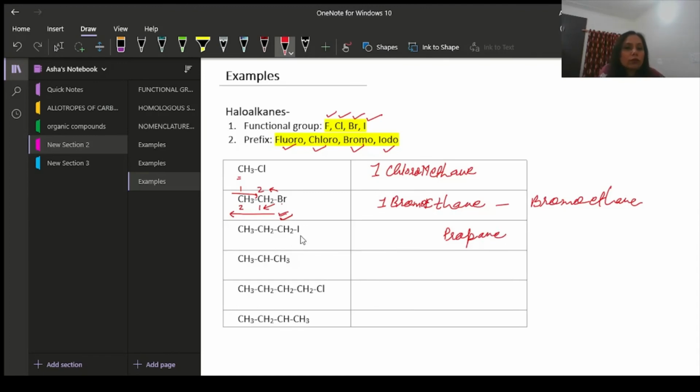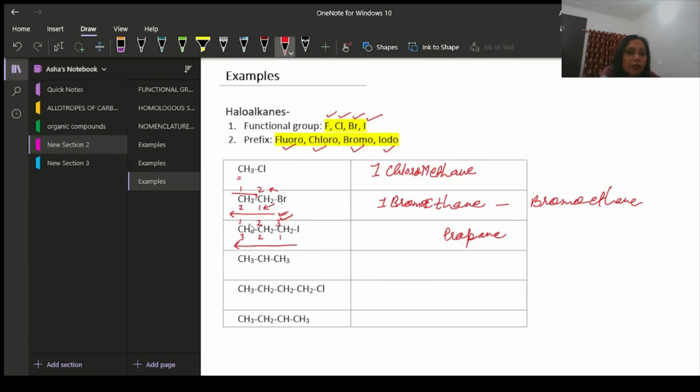Now identification of the functional group, this is I, so you will have to do backward and front counting. When you are doing backward counting, this is the first carbon, this is the second carbon, this is the third carbon. Now when you are doing numbering from front to back, this is the first carbon, this is the second carbon, this is the third carbon.